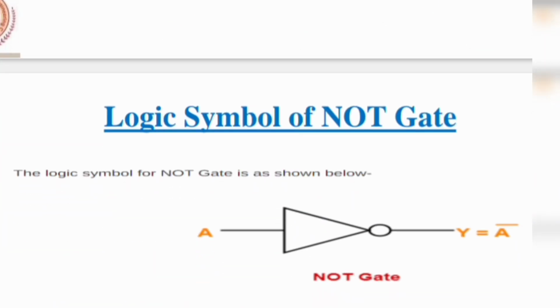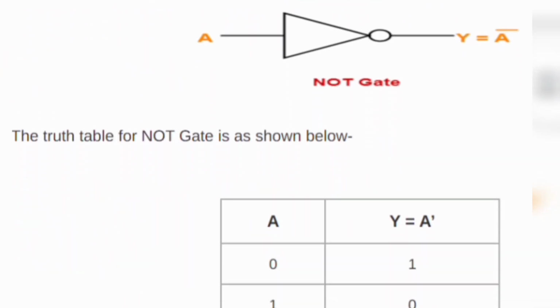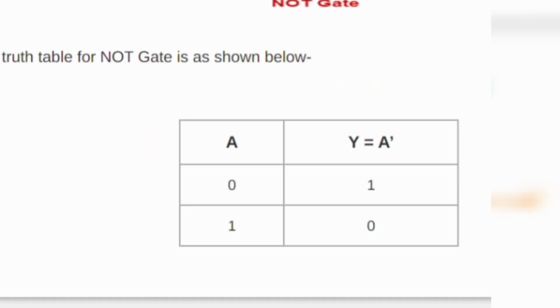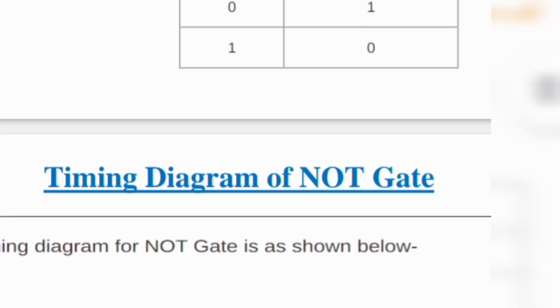The NOT gate symbol is like a triangle and a bubble. If the input is A, the output is A bar, which means opposite. This is the truth table of NOT gate. If the input is 0, the output will be 1. If the input is 1, then the output will be 0.